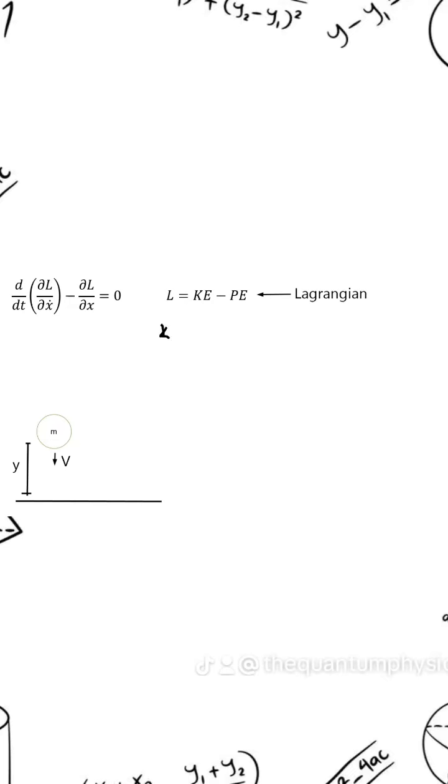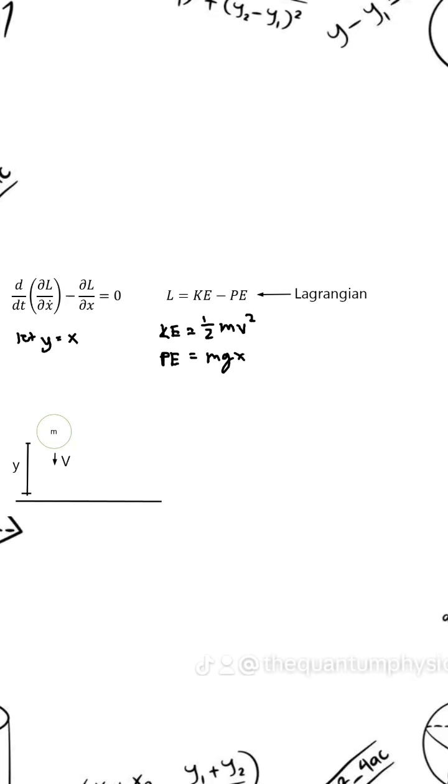So now we know the definition. Let's try this one. Let's say we have a mass and it's going to be moving downward because of the influence of gravity. And we have a length which is going to be y. It's going to be the height, I mean. So what we're going to do here is we're going to let y equal x.